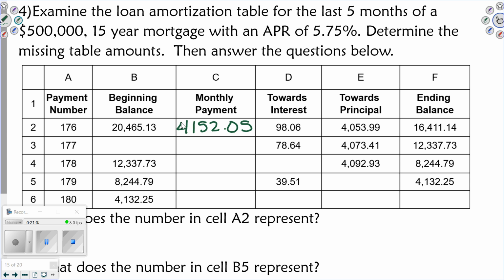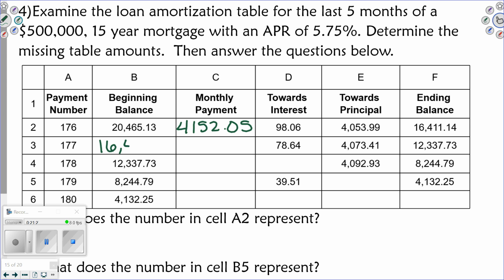Could you have used the formula? Yeah, if you want to double check yourself, just use the 500,000, 15 years, and your APR. Use your formula, you'd get the same answer. Okay? All right, so the next thing, do we have this beginning balance here? Where does that come from? Yeah, it's the ending balance there.